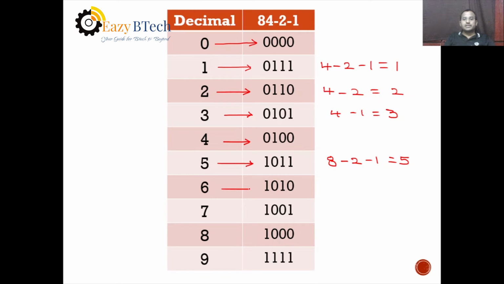For 6, what we are doing, we are keeping 1 in the 8 position and 1 in the -2 position, because 8 minus 2 is 6. And for 7 we are keeping the MSB and LSB as ones, because 8 minus 1 is 7. For 8 anyway it is simple, straightforward. The MSB we are keeping 1 and the remaining are 0, so simply it gives 8.